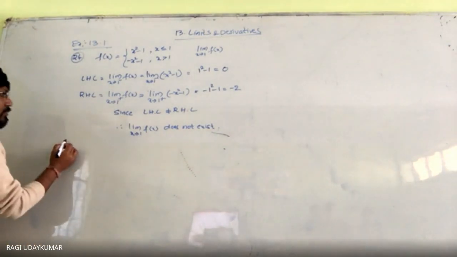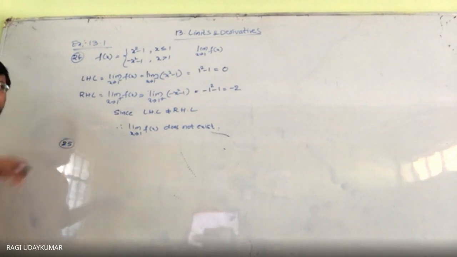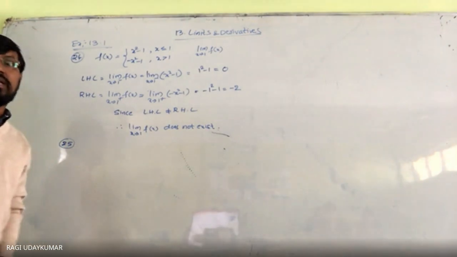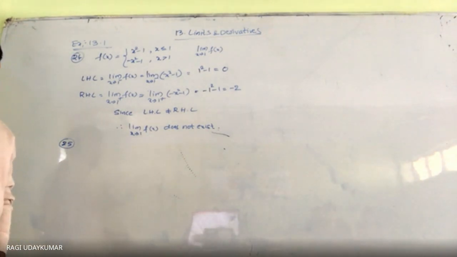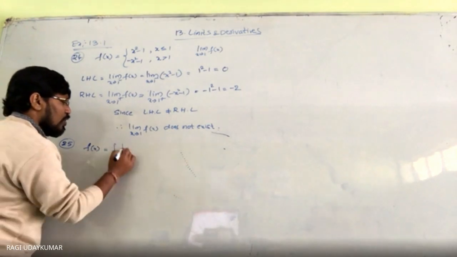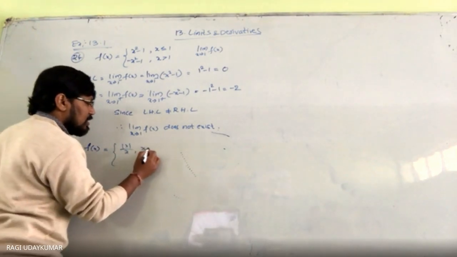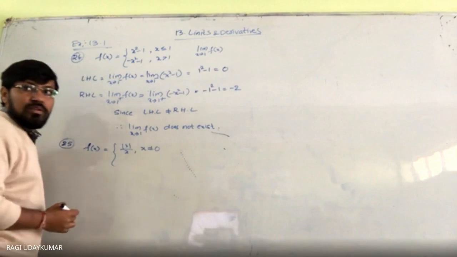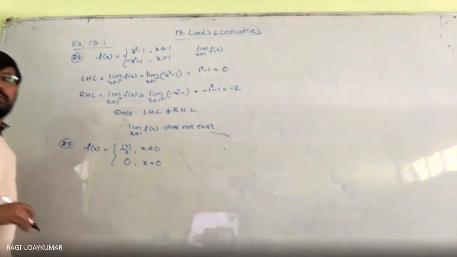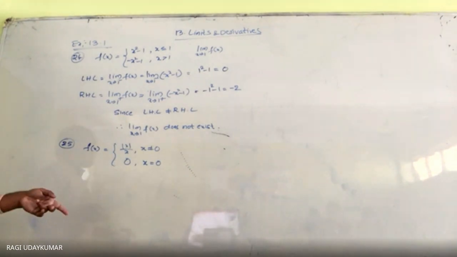Okay. Next, let us see here. This is a very interesting question, the 25th one. I think once one student also asked. Limit x tends to 0. You need to find out, the given function is f of x is equals to mod x by x if x is not equals to 0, and it is equals to 0 when x is equals to 0. Mod x by x when x is not equals to 0. Actually, here it is asking you to find out limit x tends to 0.